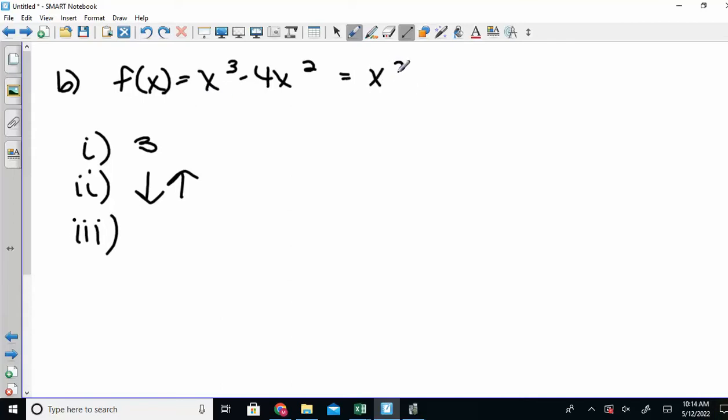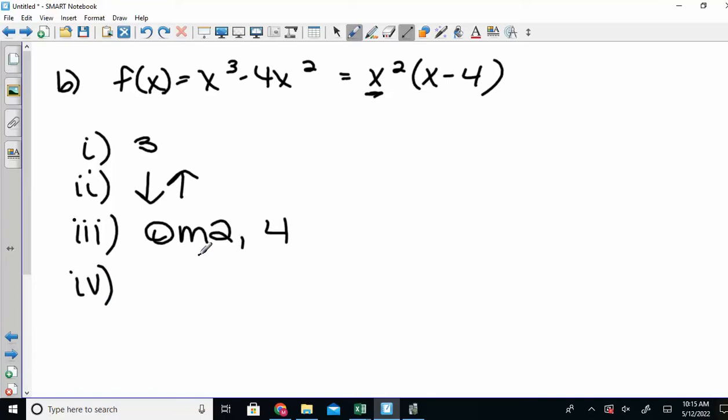To get the zeros here, we need to factor this. So both of them have an x squared. You could take out an x squared. And that leaves us with x minus 4. So if we set them equal to 0, this would just be a 0 multiplicity 2. And that one would be positive 4. Okay, bounce or through. So even multiplicity bounces. So 0 would bounce. What happens at 4?